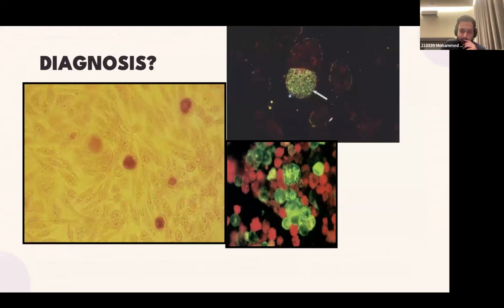Now, what is the diagnosis of this patient's biopsy and chemical testing? Chlamydia. What do you see in this image?